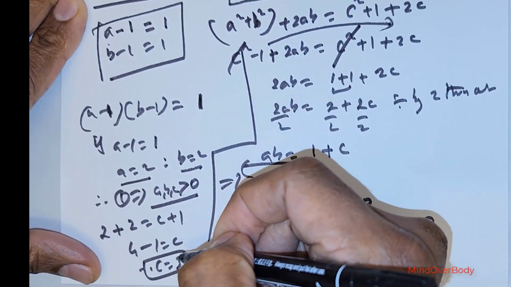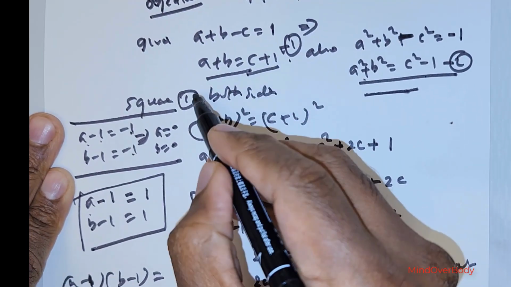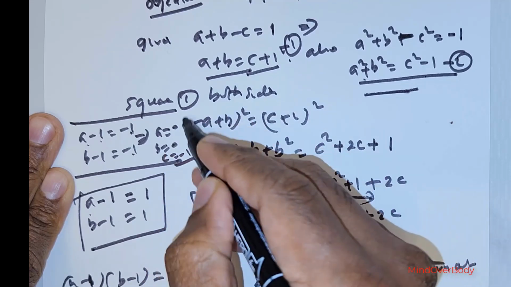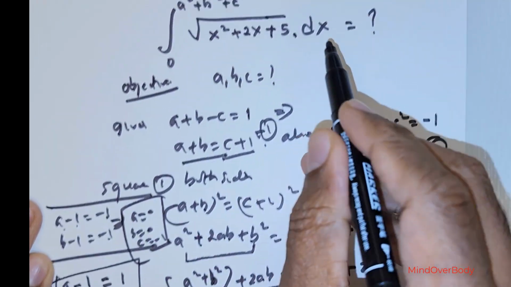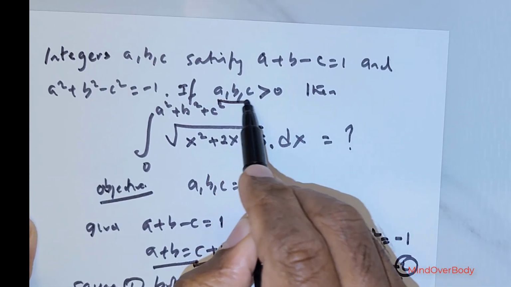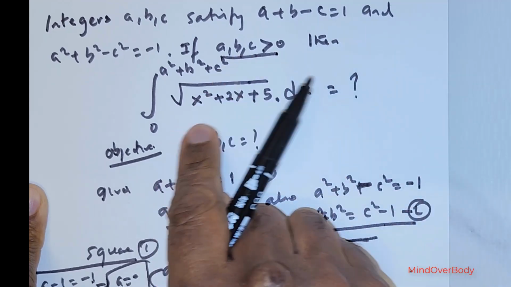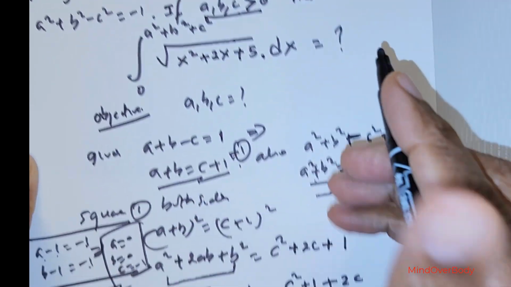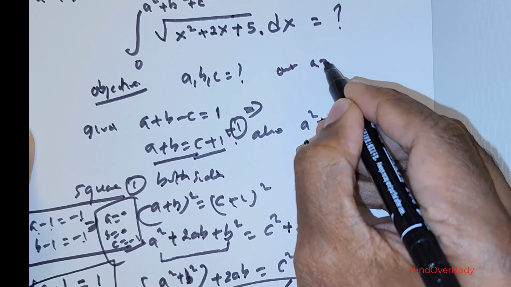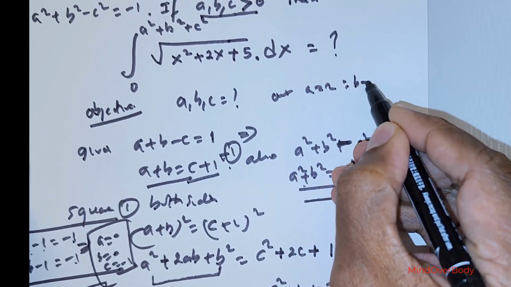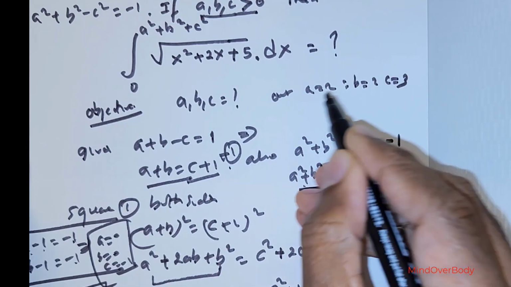But of course c is not going to be equal to 0, because c will be equal to negative 1, but we don't need this. Why we don't need this? For the very fact that our a, b, c should be greater than 0, okay, so only then we can give the evaluation for this. So our a is 2, b is 2 and our c is 3.